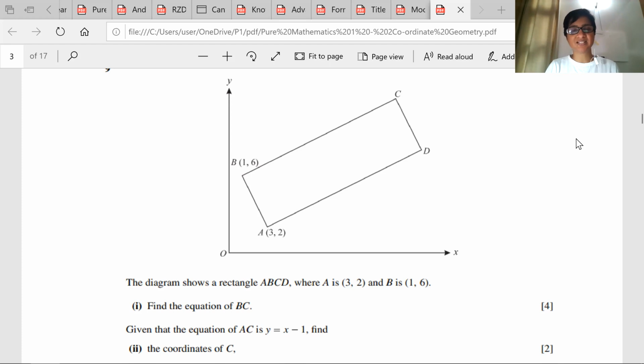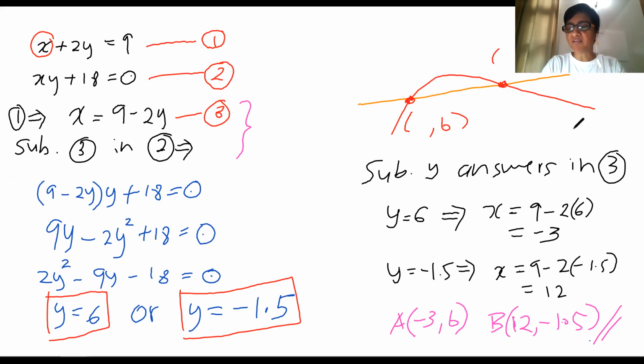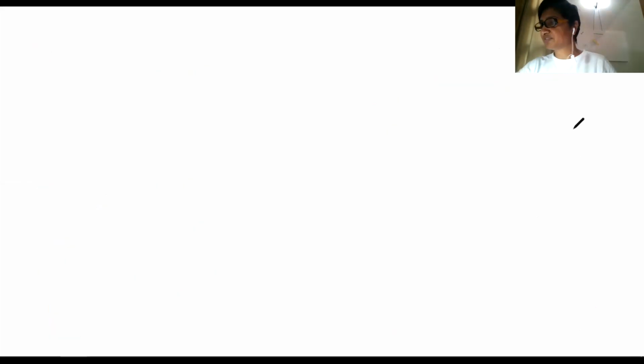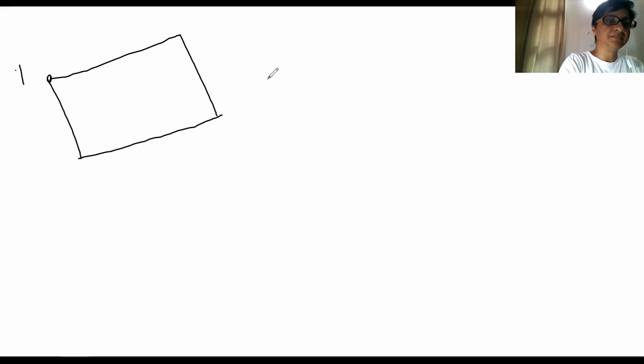Now tell me, what was the gradient of the AB line? Wait, okay, now don't continue the question. I need to fix this right now because you have to learn this. Okay, so look at this. Let me just draw this. This is B (1,6). This is A (3,2). You found the gradient of AB. Let me write it like that, m of AB.